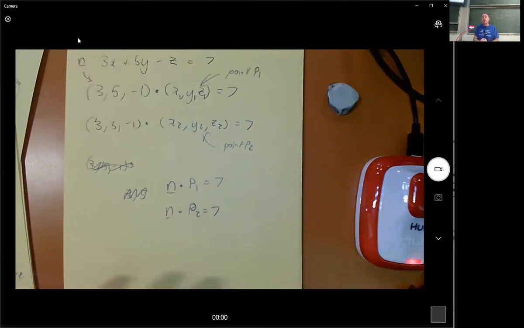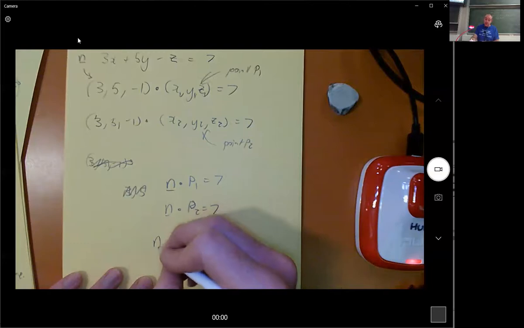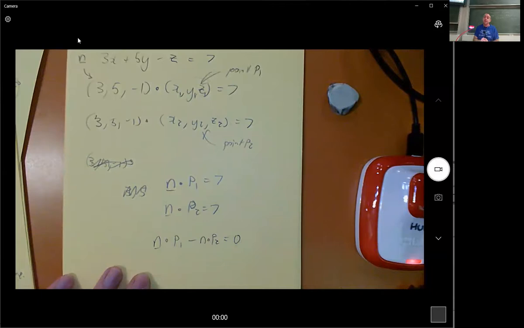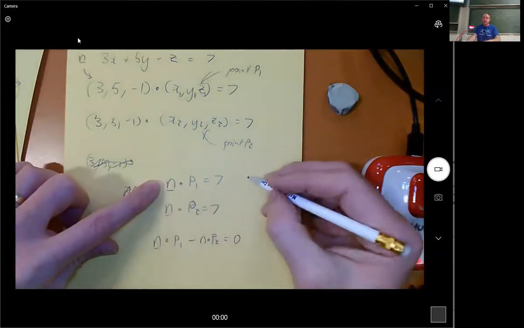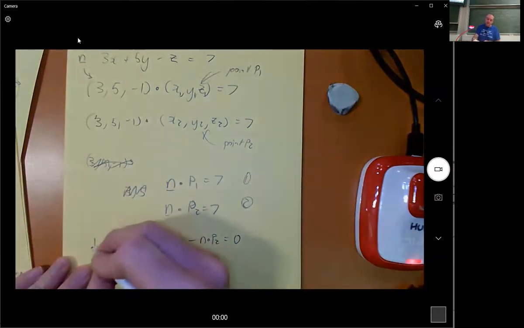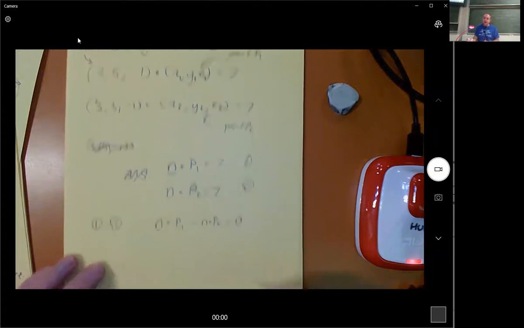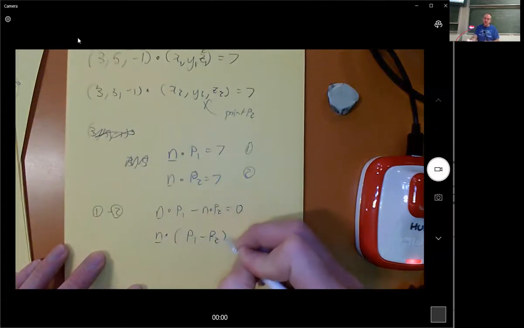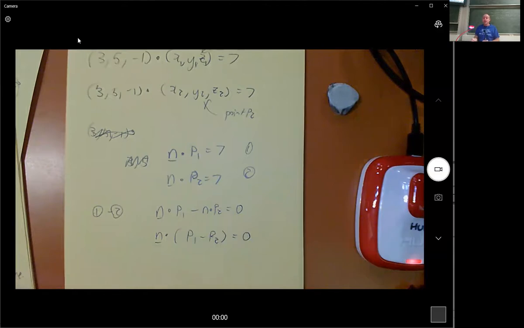And n dot any other point on the plane also comes out to 7. Watch what happens when I subtract these two equations. I've got n dot p1 minus n dot p2 will come out to 0. So this is number 1, number 2, 1 minus 2. And I can factorize: n dot (p1 minus p2). That's the normal vector. This is a vector in the plane because it's the journey from P2 to P1.